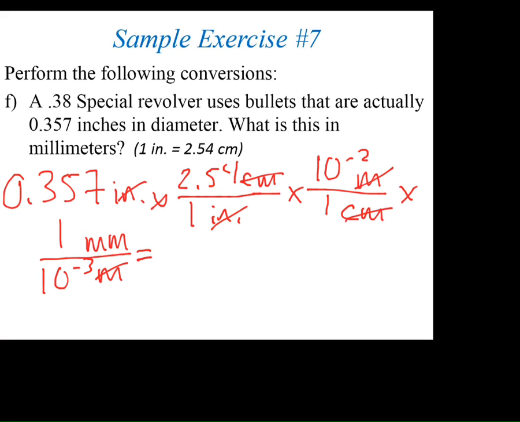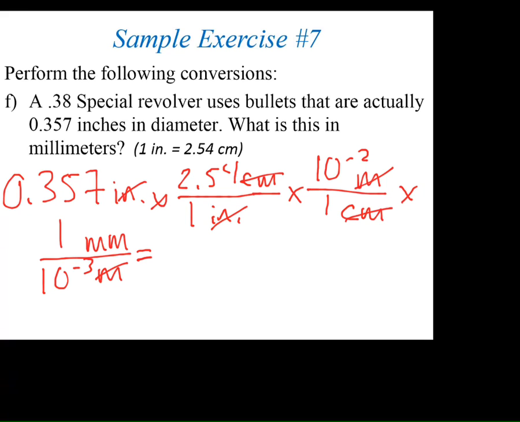Okay, so I want you to try this one on your calculator and really try to use that exponent key. So do it like this. 0.357, oh, it's on top, times 2.54. It's on top, times exponent negative 2. Oh, that's on the bottom, divided by exponent negative 3. So try to enter it that way in your calculator, okay?